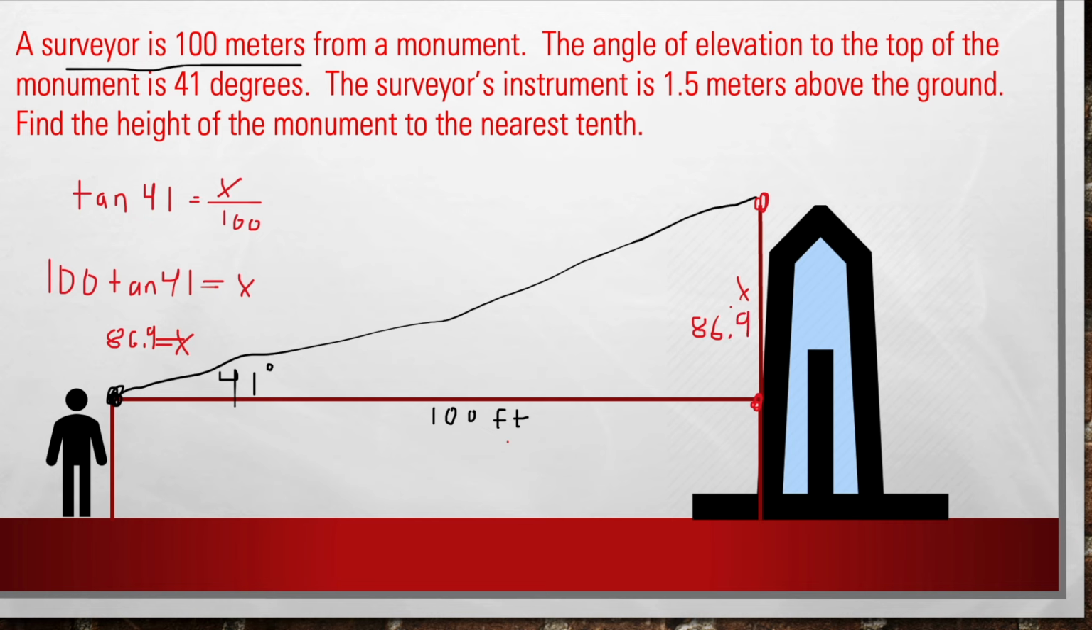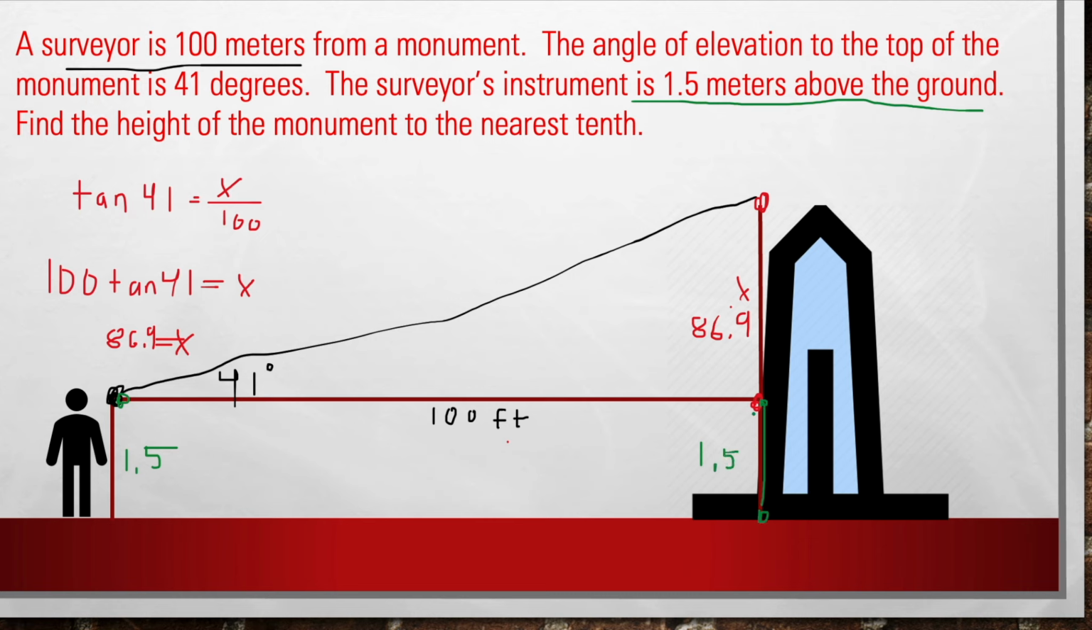Now, in the first type of problem, we'd be done right here. We would figure out the height and we'd move on. But this also tells us the surveyor's instrument is 1.5 meters above the ground. So that means this horizontal line here that I drew isn't going to be on the ground. It's going to be 1.5 meters above the ground. Meaning 86.9 is not our final answer because we need to add this bottom 1.5 to it.